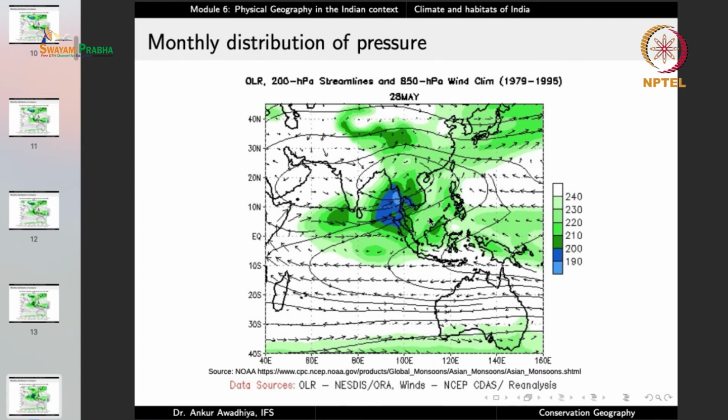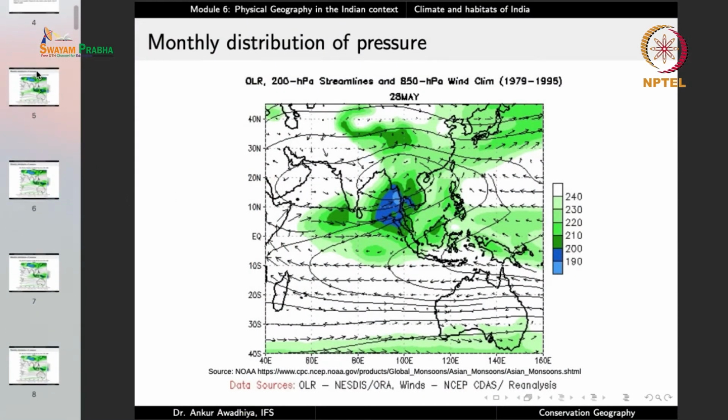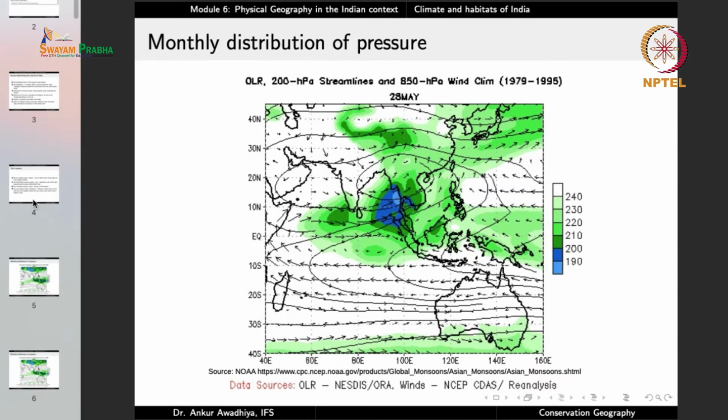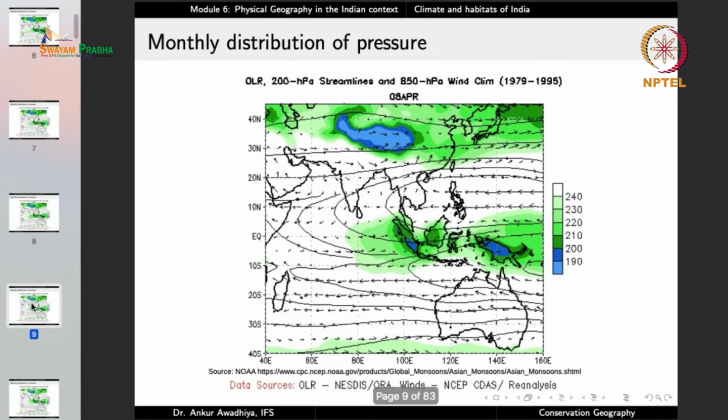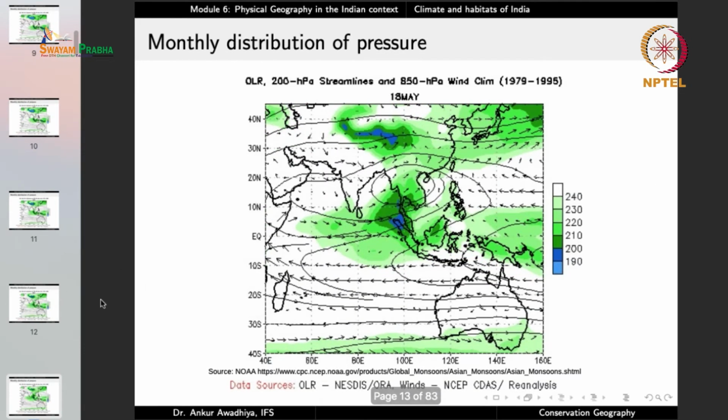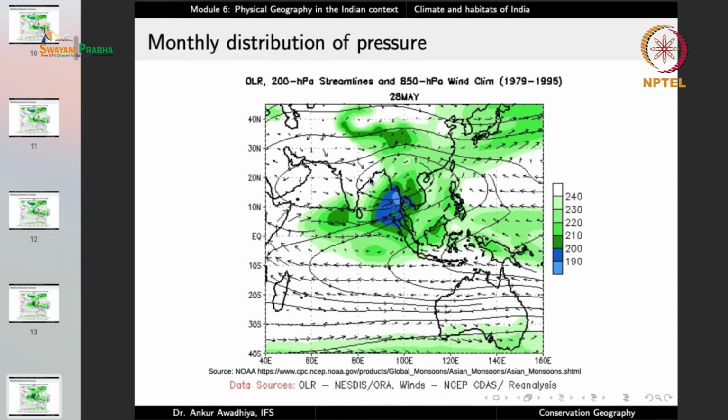So when we talk about 28th of May, we are now talking about the beginning of the southwest monsoon season. In all of these months from March to June, we observed that there is a high pressure in India and slowly we are moving towards low pressures. By 28th of May, you observe that some portions are now having a low pressure because of heating over all of these months.